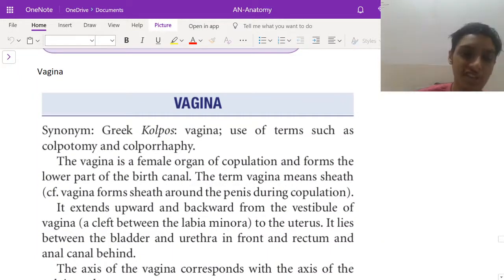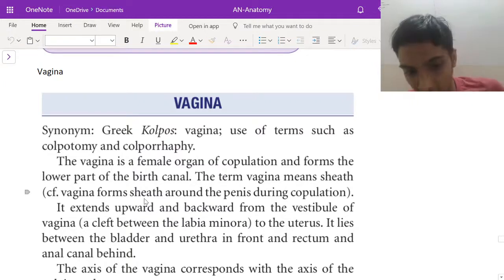And then we have the vagina. So vagina is nothing but the female organ of copulation, forming part of the birth canal. Uterus is mainly the birth canal.